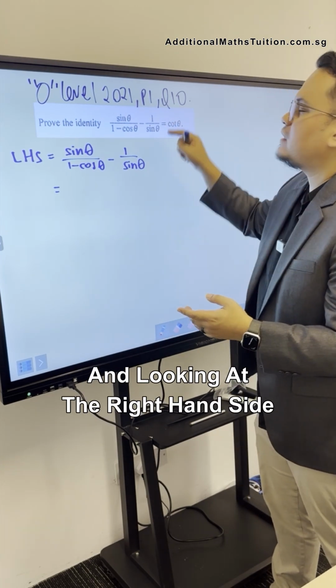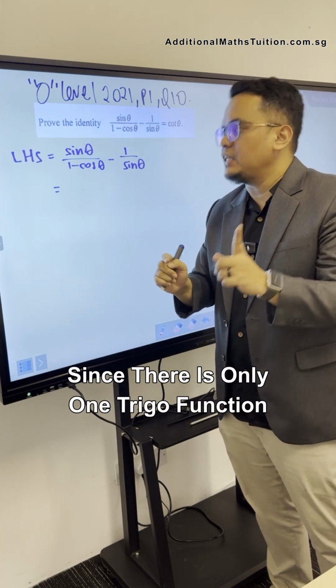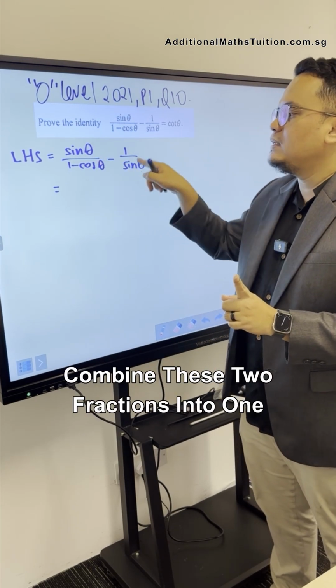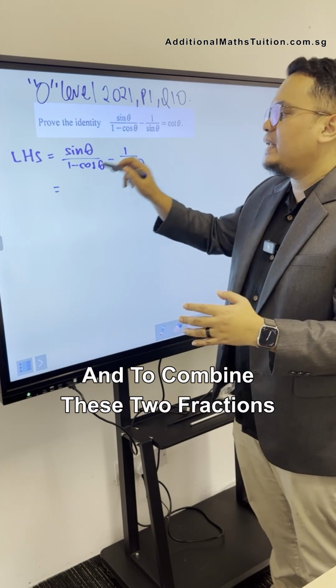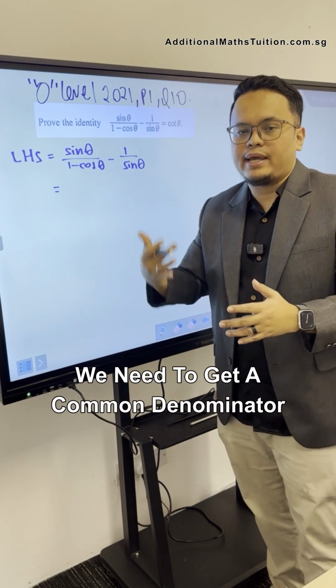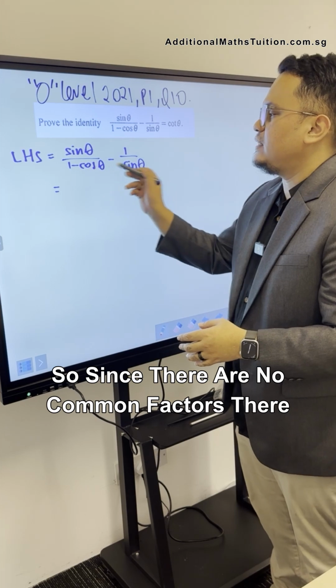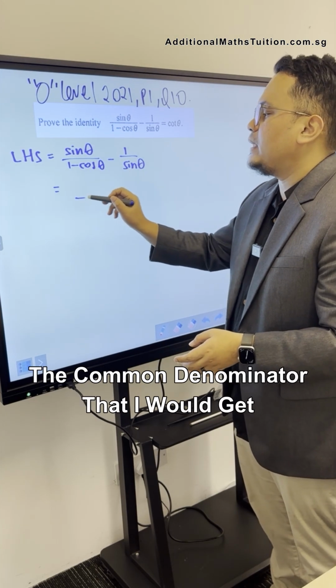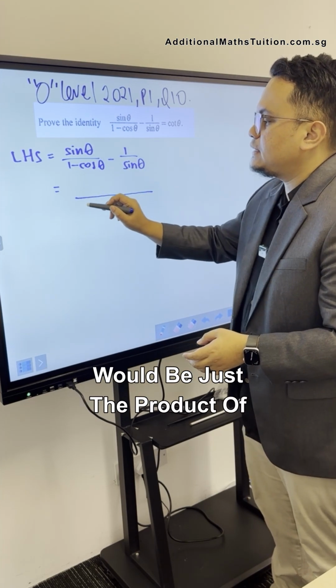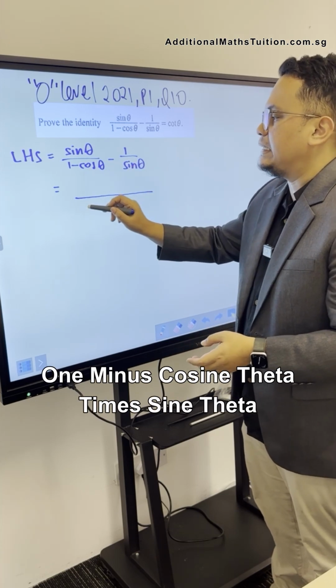And looking at the right hand side, since there's only one Trigo function, it will make sense to actually combine these two fractions into one. And to combine these two fractions, we need to get a common denominator. So since there are no common factors there, the common denominator that I will get would be just the product of 1 minus cosine theta times sine theta.